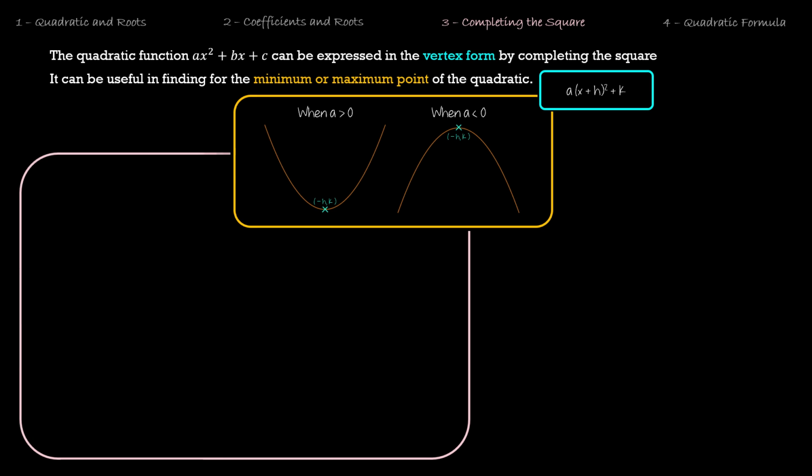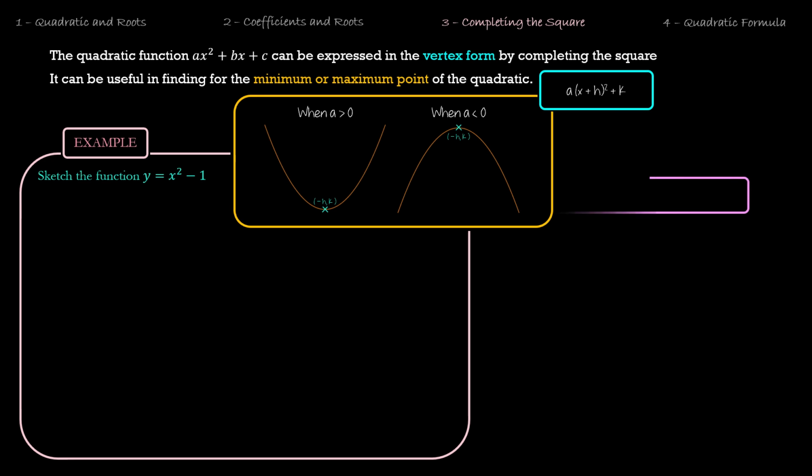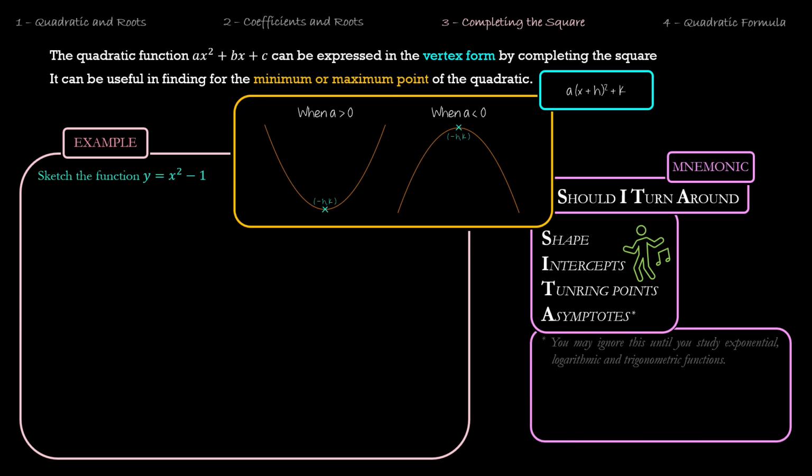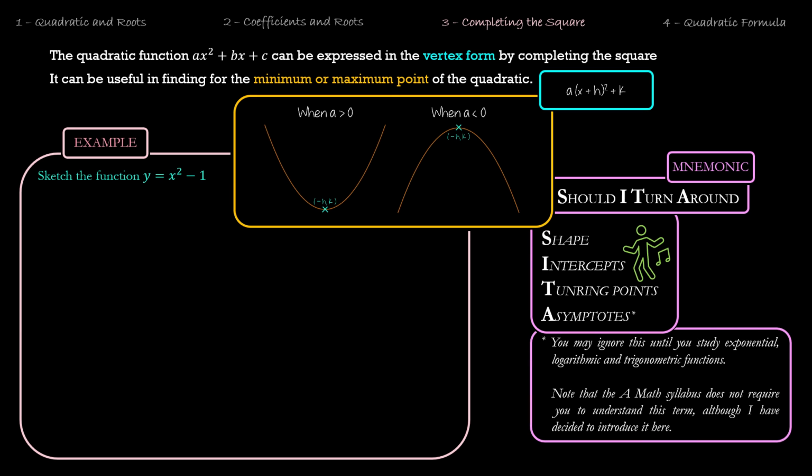Let us try to sketch the function y equals to x squared minus 1. To help us, we can employ the mnemonic "should I turn around", or SITA for short. This stands for shape, intercept, turning point, and asymptote. Note that you may ignore the asymptote for now, as it will be more apparent in logarithmic, exponential, and trigonometric functions. As you are not required to know the definition of the term in your syllabus, some teachers may omit this term and only tell you that the graph does not touch a certain line. However, I have chosen to include this to make an easy reference.